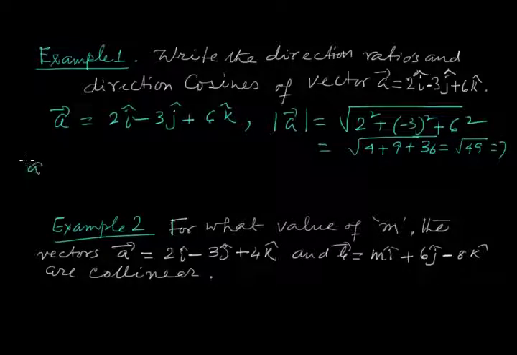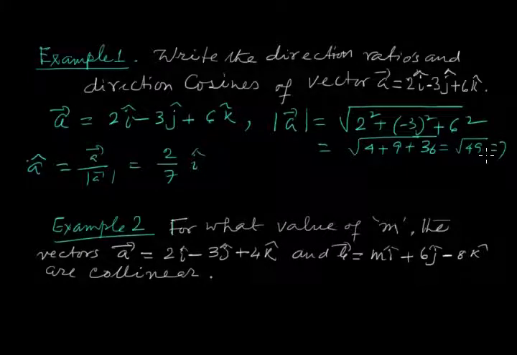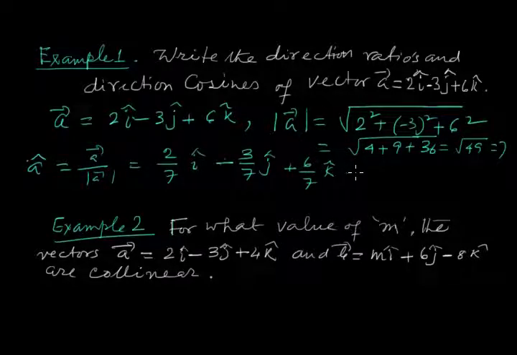So unit vector, now we have to find the unit vector, that is vector A by its magnitude. So you can write as 2 by 7, because first component of i is 2 and the magnitude is 7. So 2 by 7 i minus 3 by 7 j plus 6 by 7 k. So now we are ready to get the direction cosines.